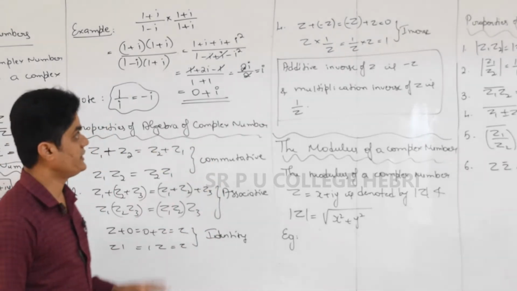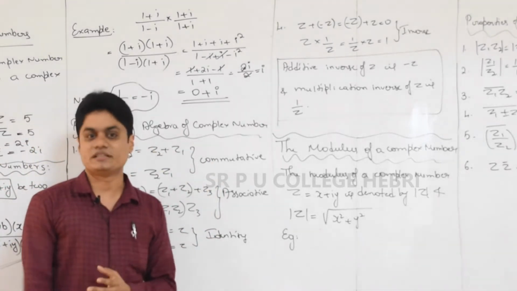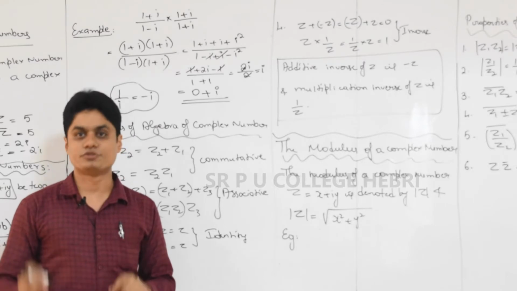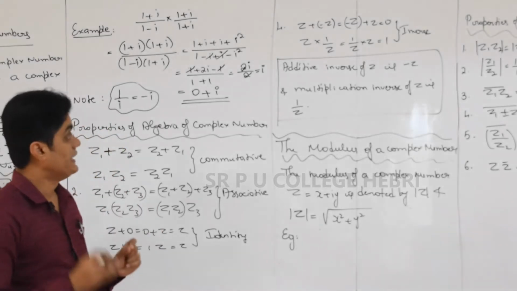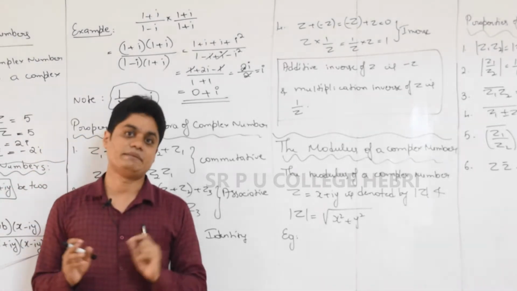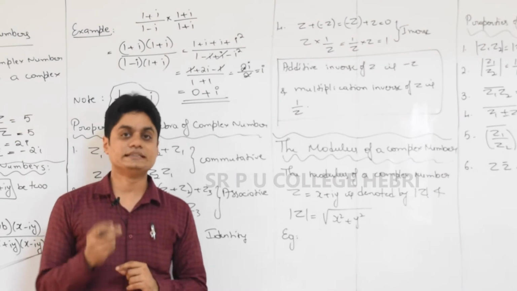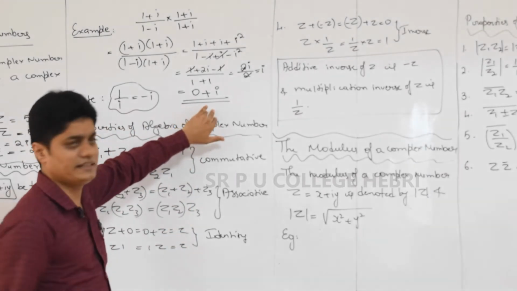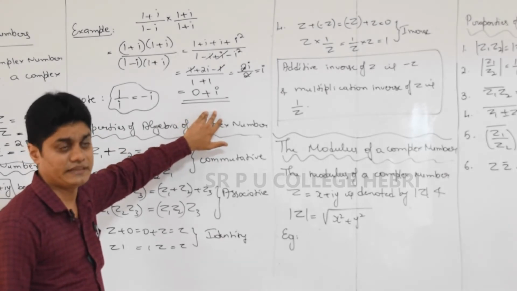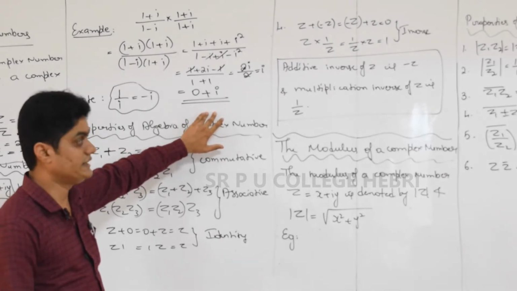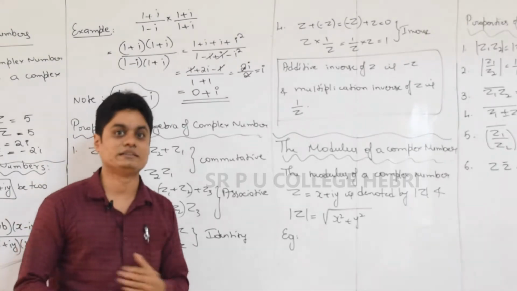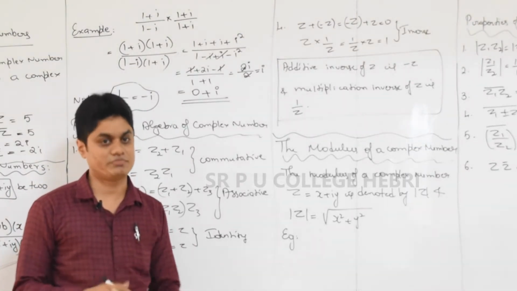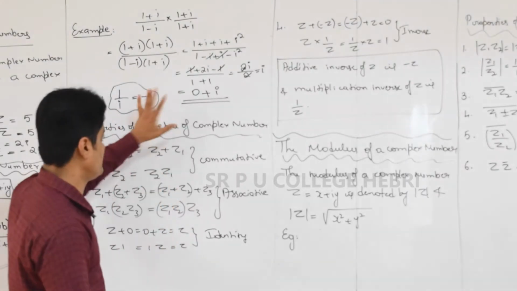When you divide, what does divide mean? Multiply and divide by the conjugate, but after that you must simplify and get the final answer in the form of a plus ib. I hope you understood this example. There are many problems in this concept in examples and exercises. In the exercise you will get a lot of practice with multiplication, division, addition, subtraction, everything. Don't worry, one example is enough.